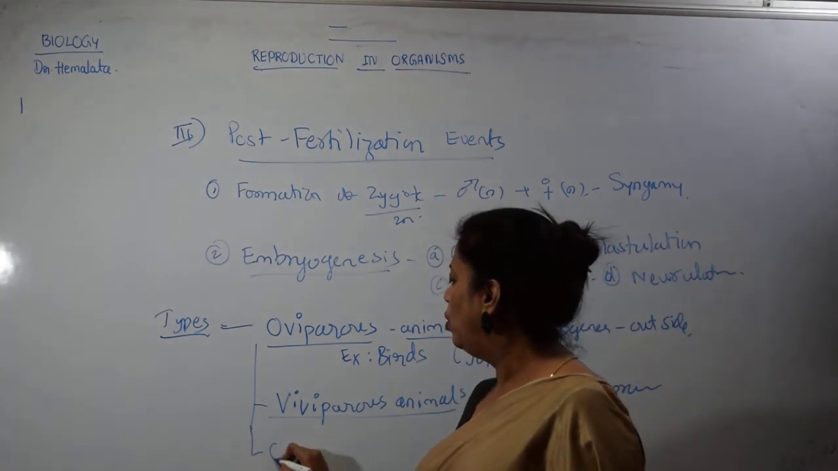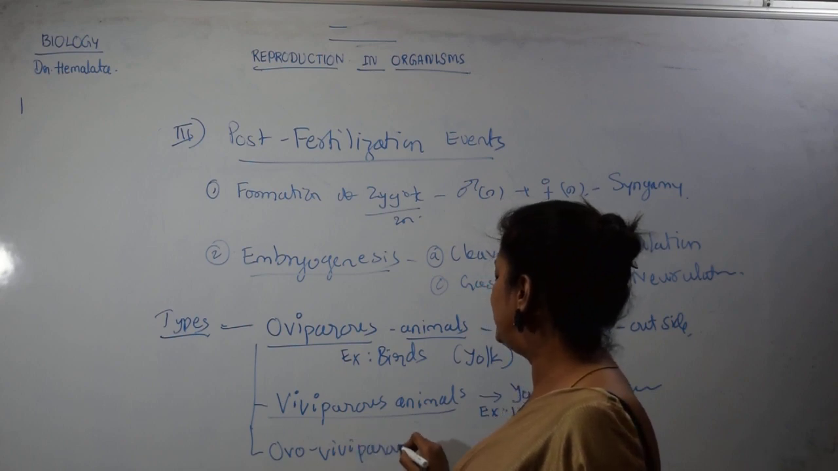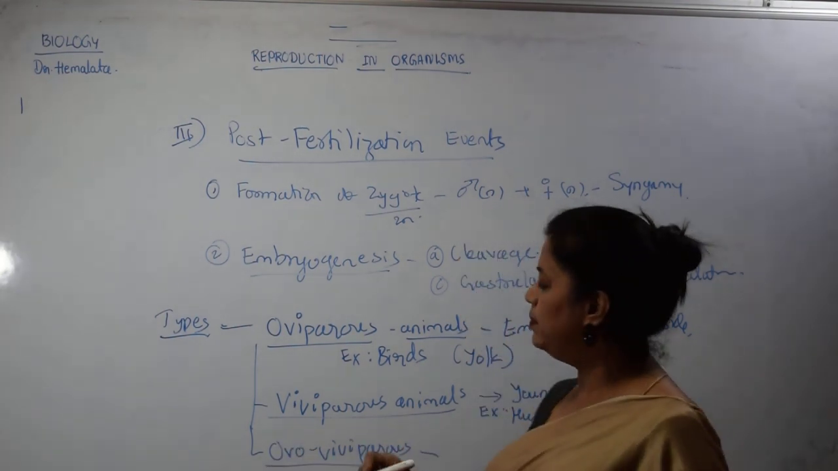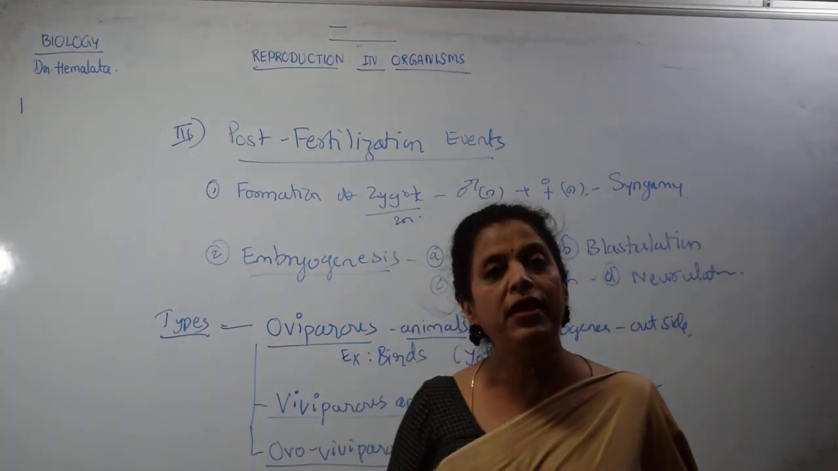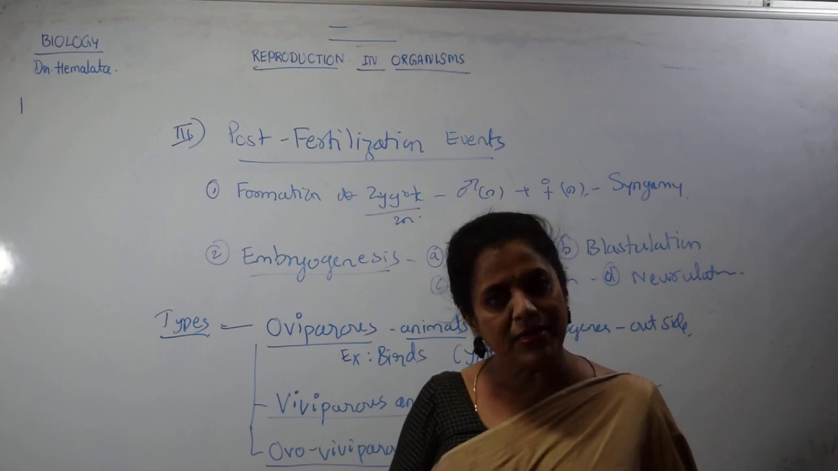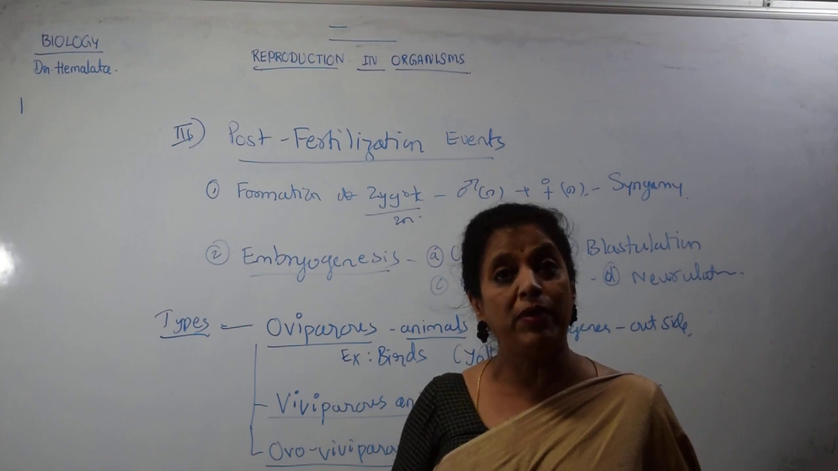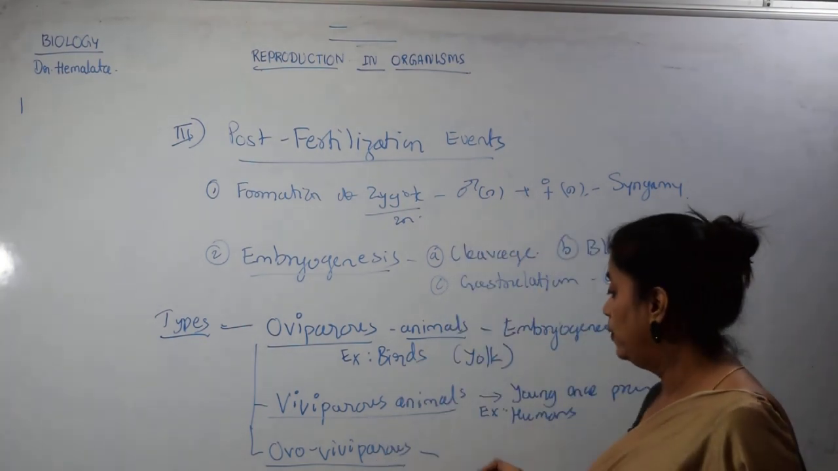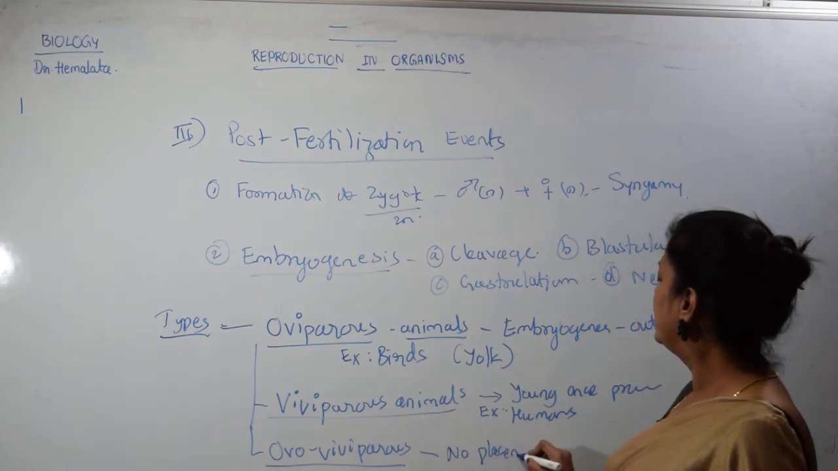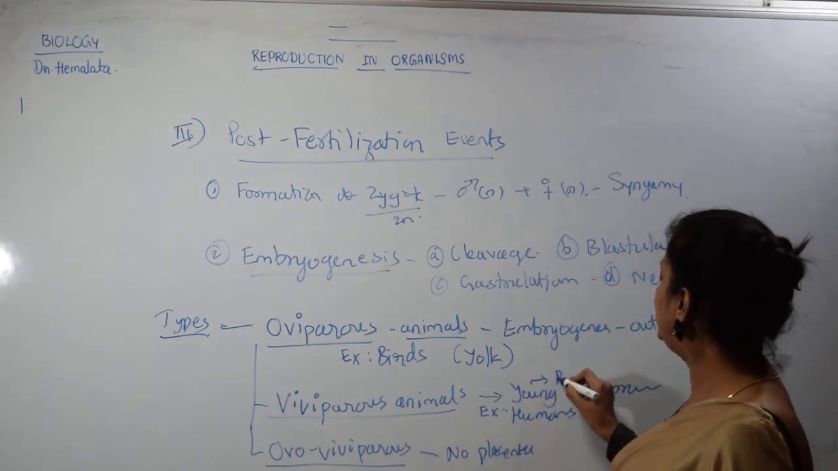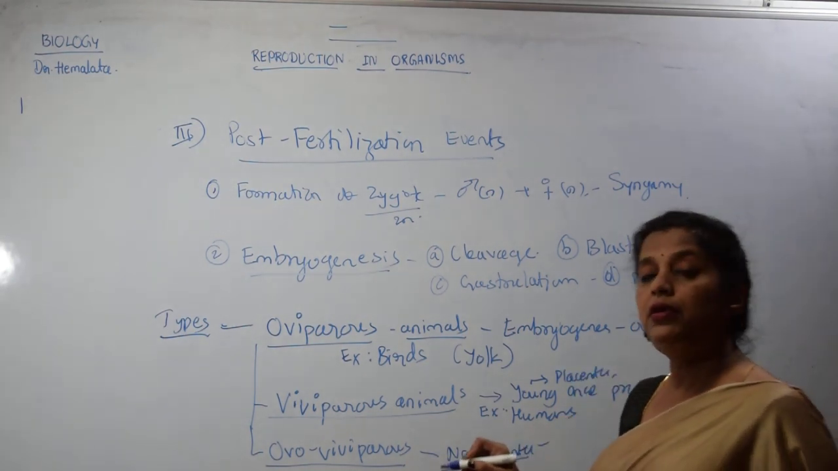Now the last one is ovoviviparous animals. What are ovoviviparous animals? These form the fertilized zygote, but they keep all the fertilized zygotes inside only, and up to the embryo development they will not produce a placenta for the growing embryo. In viviparous animals there is a development of placenta that nourishes the growing embryo. Here no placenta develops and the young ones are released.